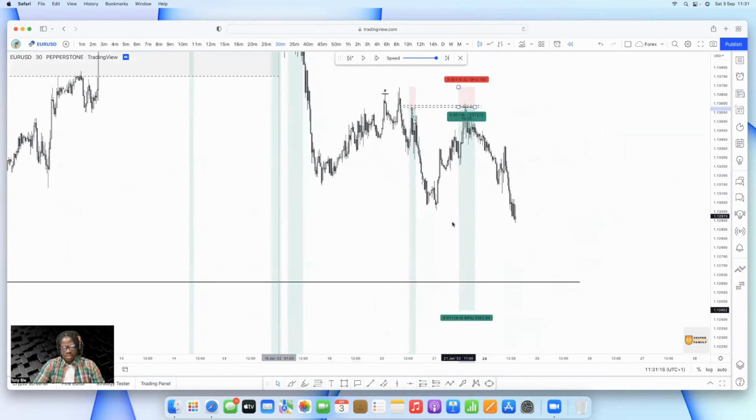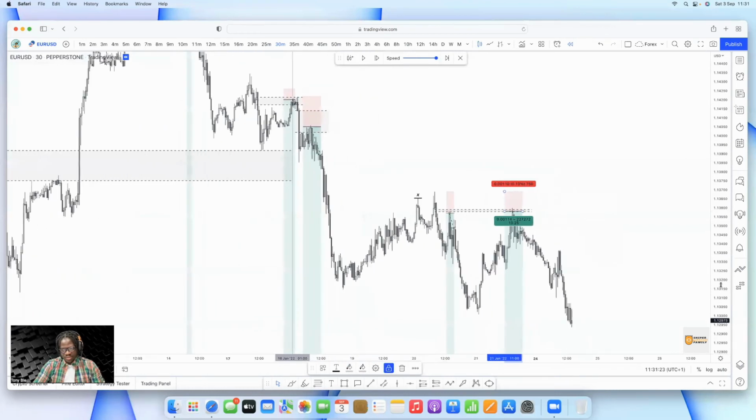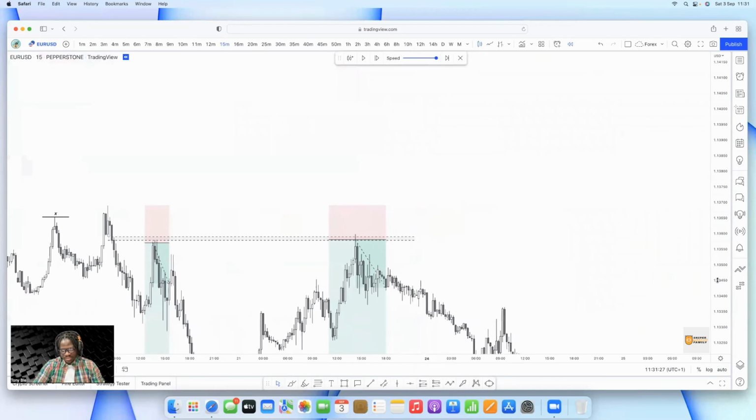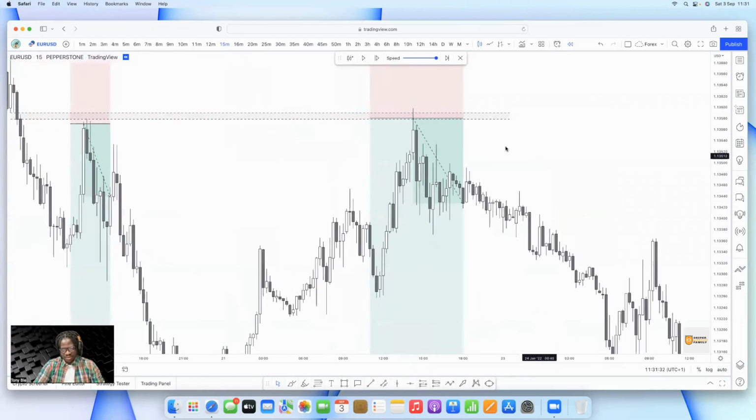But let's say you're not sure about this entry. Okay. Is there any way you could have done it? Yes, there is. Okay. Scale down to the 15 minutes time frame. Okay. I can see the structure within the structure that was forming, and then the break and retest. I can see it all in this area.